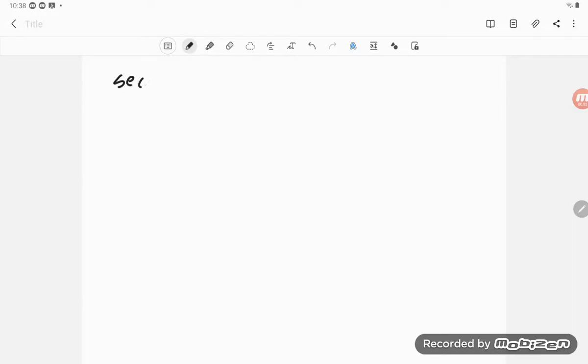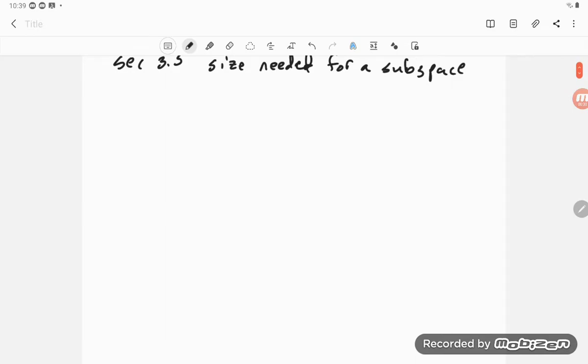This is section 3.3, and we're looking at a couple of theorems on the size needed for a subspace. I guess that's kind of what's happening here. So, how many vectors do we need?